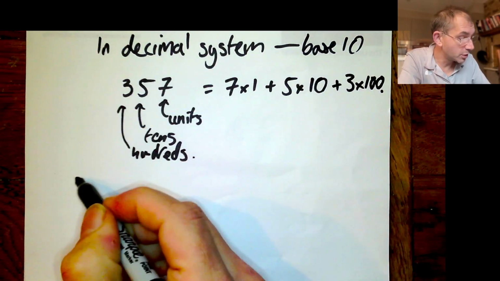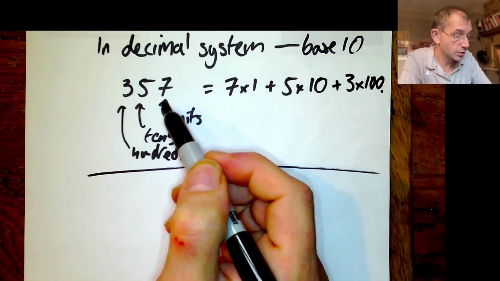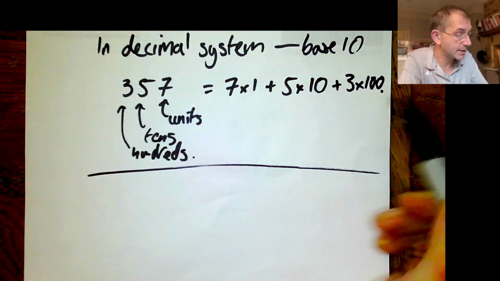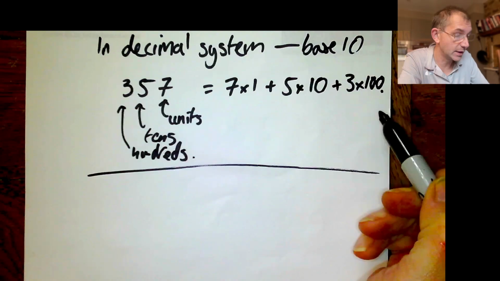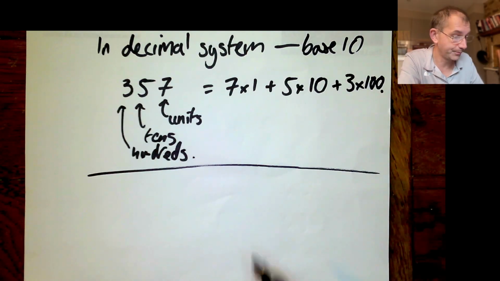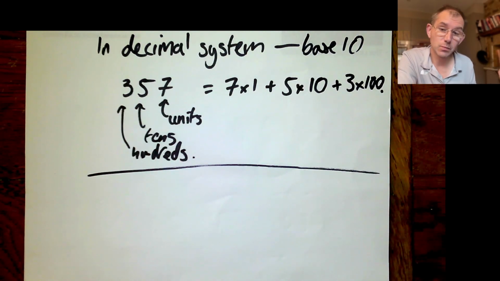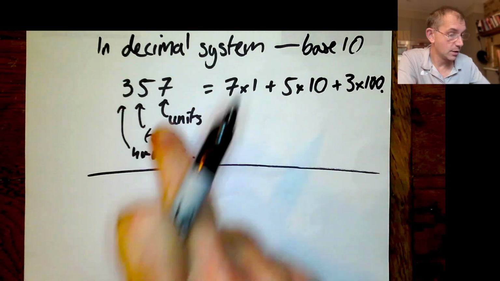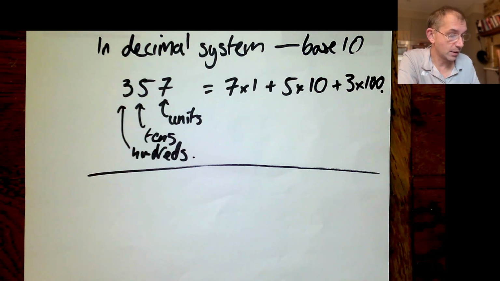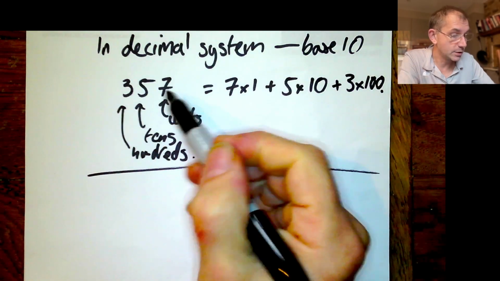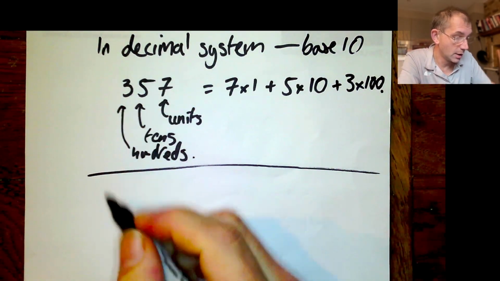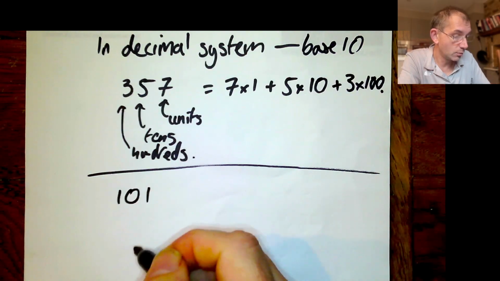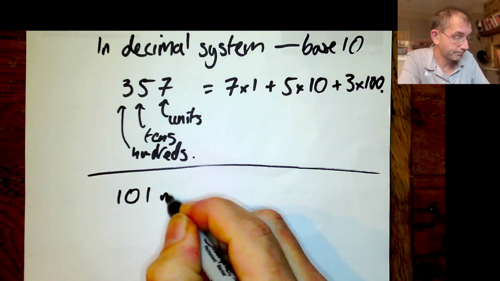So what do you do when you work in binary? You just swap the multiplying by 10. So we go 1, 10, 100. We just swap that process for multiplying by 2. And if we do that, then the units are going to be 0 or 1. And as soon as you get to 2, then you're going to go over to the second column. So, 101 in binary.